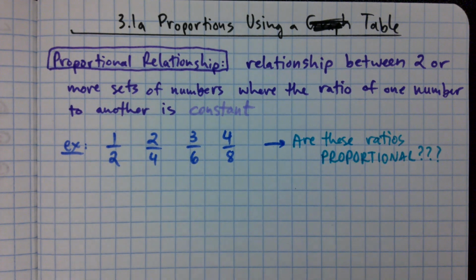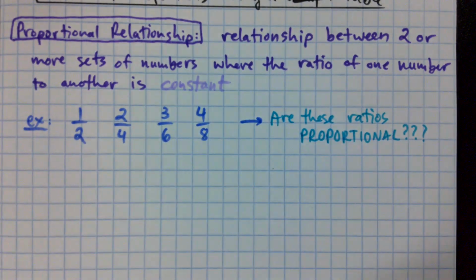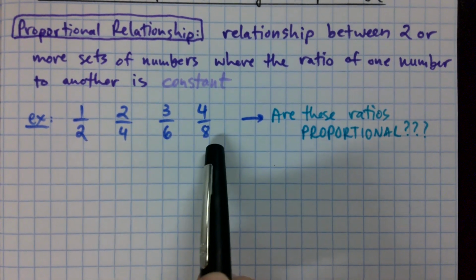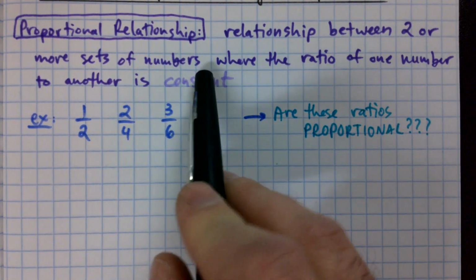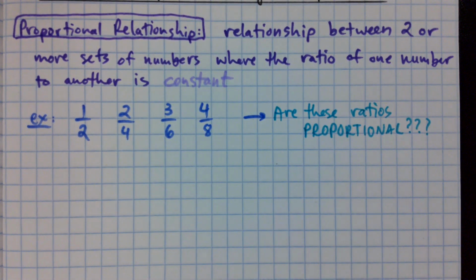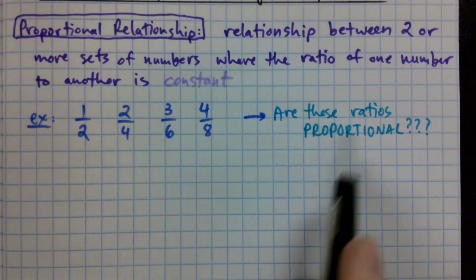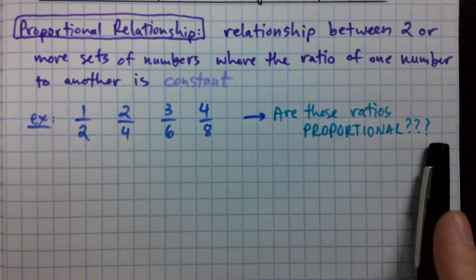Just to review, a lot of Math 7 involves proportions and ratios, so this should be second nature by now. A proportional relationship is a relationship between two or more sets of numbers where the ratio of one number to another is constant. That's a confusing sounding definition, but it basically means we have equivalent fractions, just like our warm-up yesterday: 1 over 2, 2 over 4, 3 over 6, 4 over 8. We could keep going forever making equivalent fractions. The question is, are these ratios proportional?